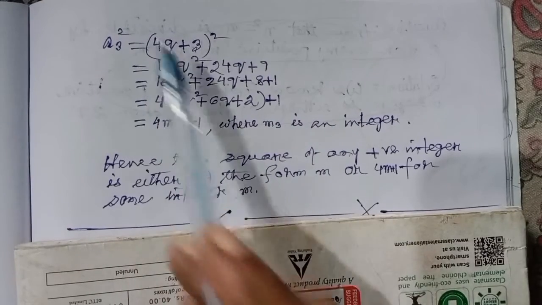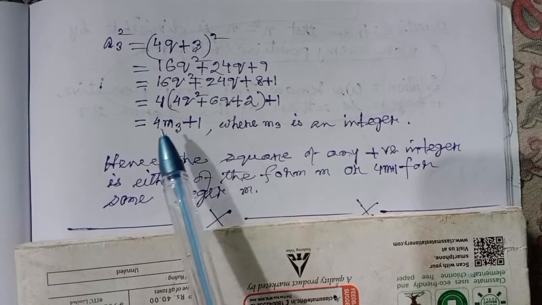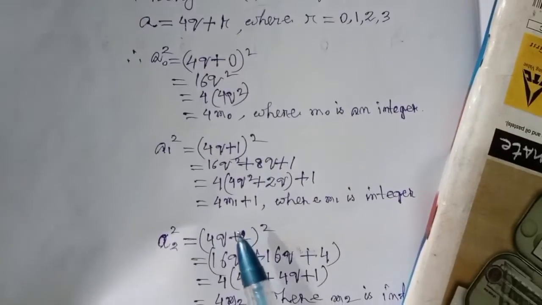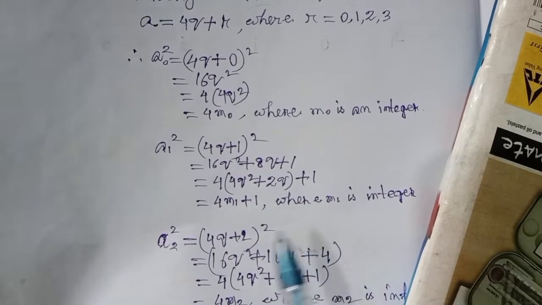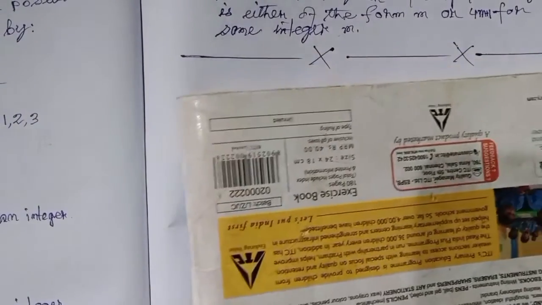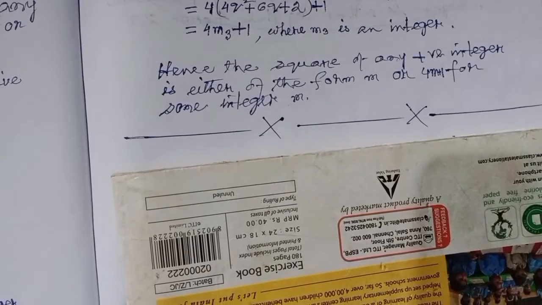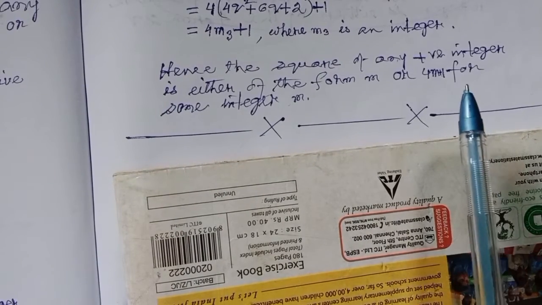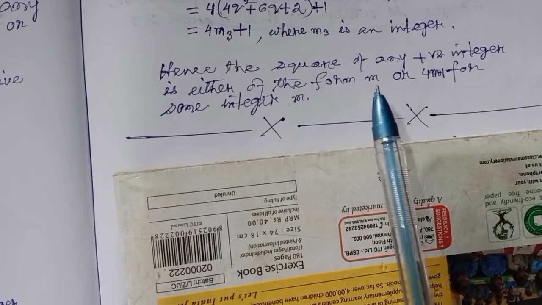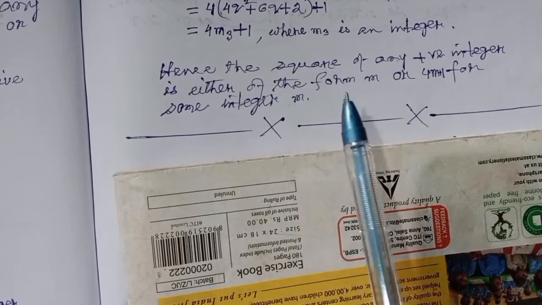Thus, we have seen that in each of the cases the format is either 4 into some integer, or 4 into some integer plus 1: 4m0, 4m1 plus 1. A format is coming that either there is no remainder or the remainder is only 1. Okay. So taking the conclusion from all these patterns, we can conclude: hence, the square of any positive integer is either of the form 4m or 4m plus 1 for some integer m.